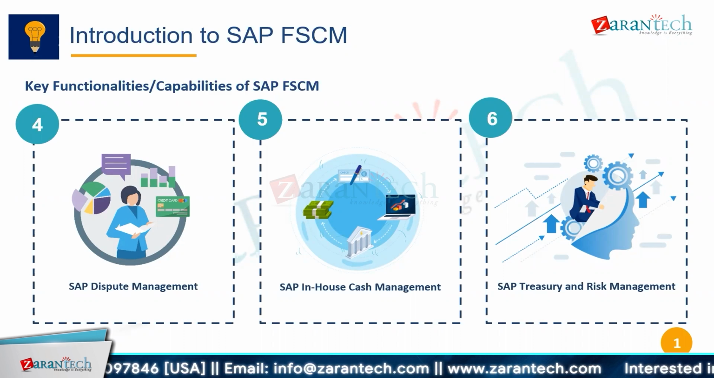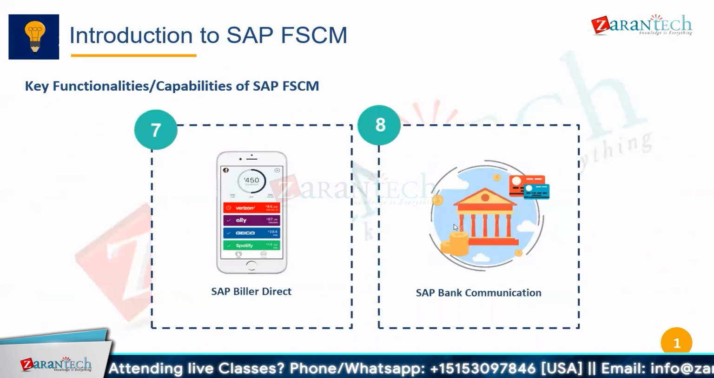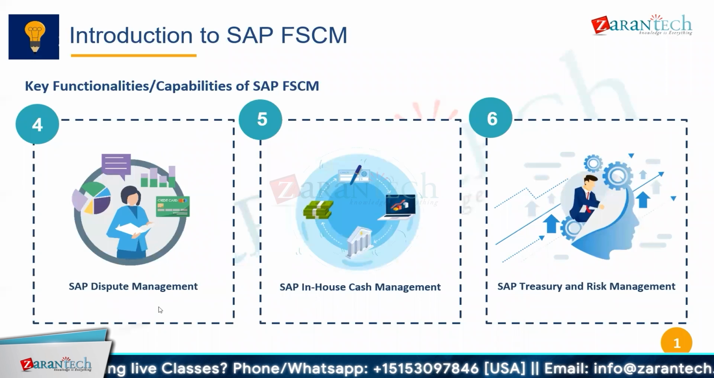Then if I talk about the borrowings, then borrowing can be from banks, from the NBFC, from different corporate houses, or intercompany borrowing, bonds, any kind of. You take the example, and here you have the solution. So this is about the introduction of another three modules which are part of my FSCM, that is dispute, in-house cash, treasury and risk management.